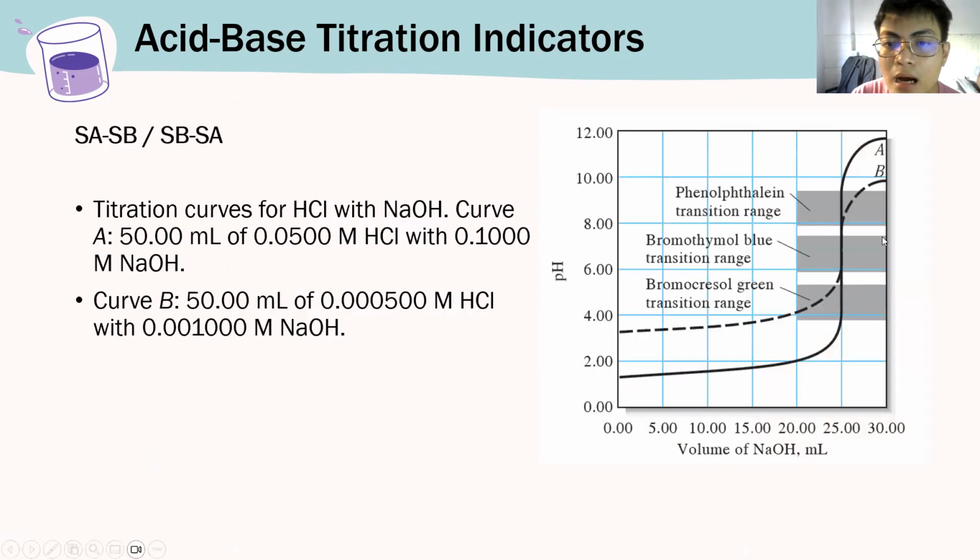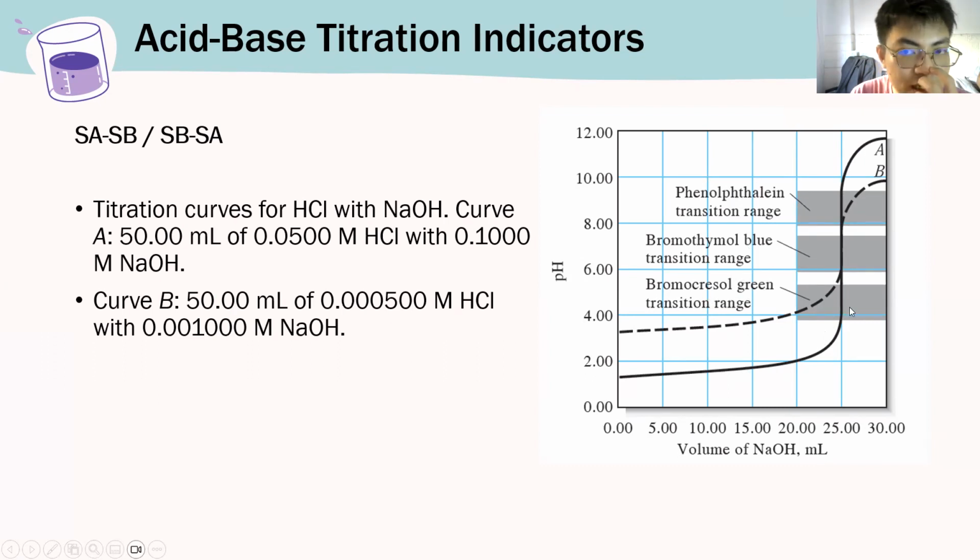What else? What affects the endpoint na what affects the selection of the endpoint? The concentration of your acids, no, and the bases. If you have a very high concentration of the analyte and the titrant, no, your inflection curve will be very long. Kapag super laki ng concentrations nila, mahaba yung inflection point. Therefore, you have several options to choose from. Pwede phenolphthalein, pwede bromothymol, pwede bromocresol.